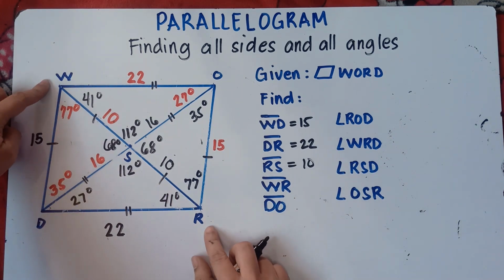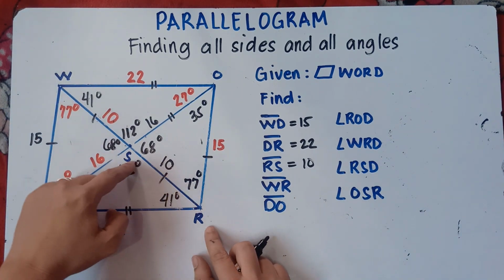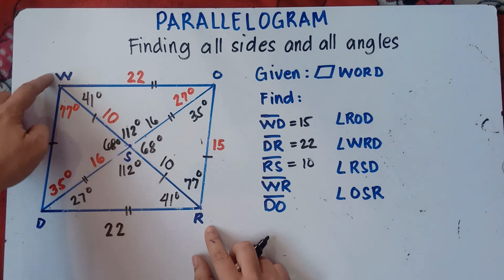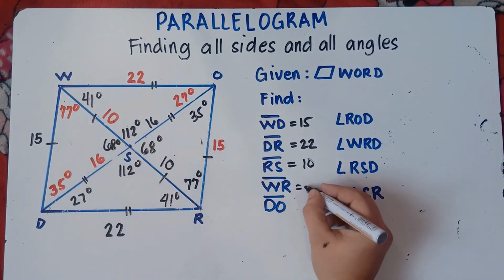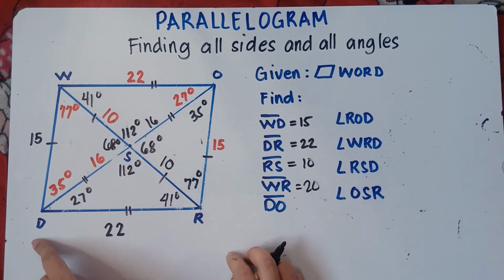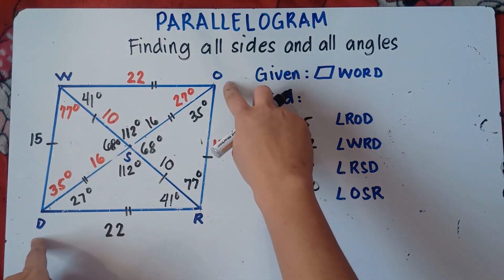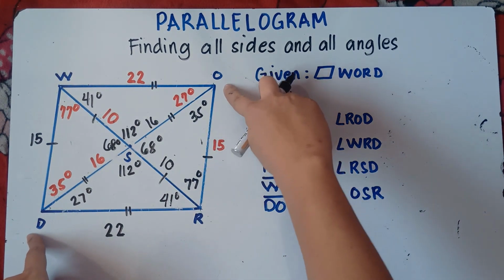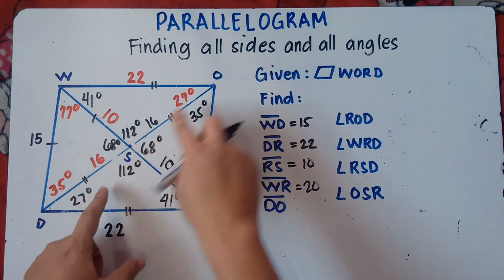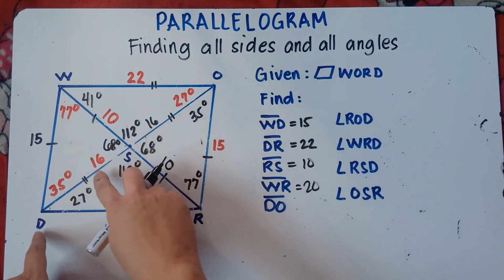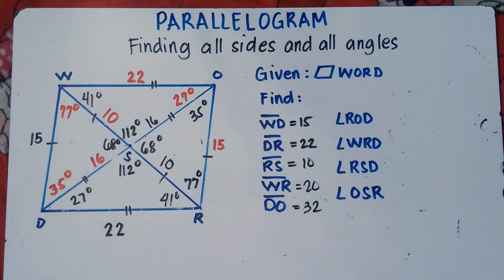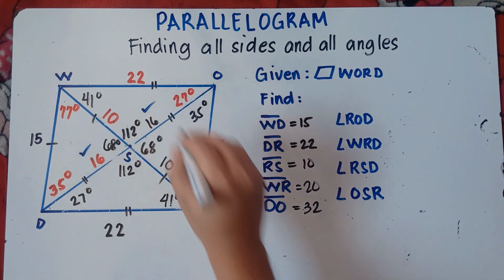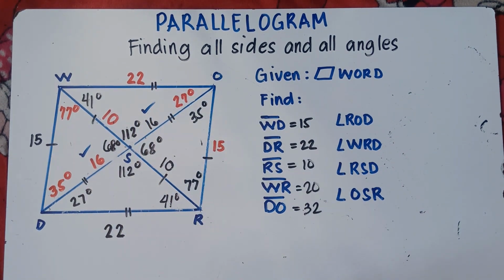WR, if this is 10 for RS, therefore 10 plus 10, so diagonal WR would be 20. And for line segment DO, this diagonal DO, this is 16 for DS and OS is 16, therefore 16 plus 16, that would be 32 for DO. I hope you get this one, class.